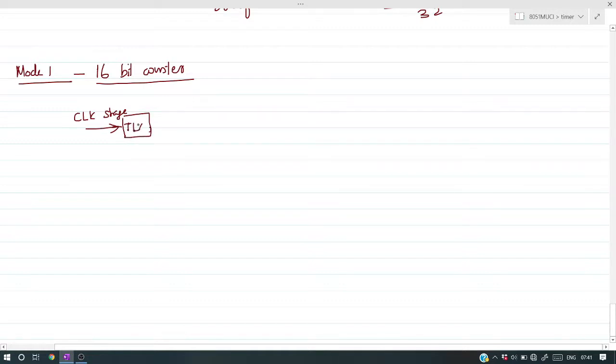After each clock, TLX is getting incremented. Then whenever TLX overflows, what happens? It will increment THX. So this is 8-bit, this is also 8-bit. So totally we can have a 16-bit number which is loaded in the counter registers. These two are SFRs.